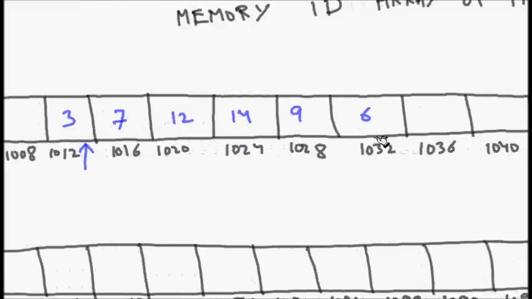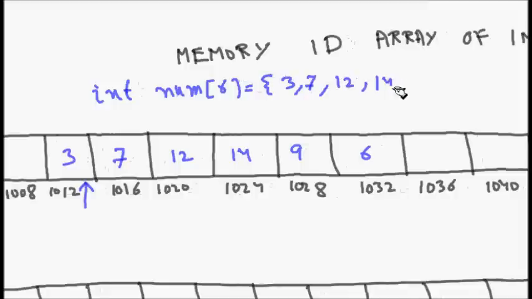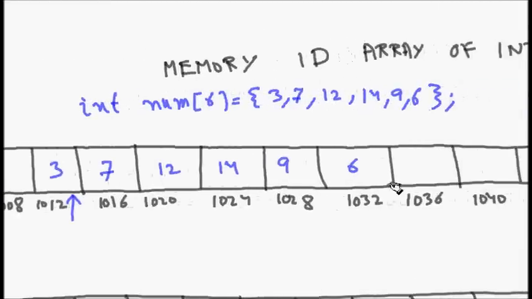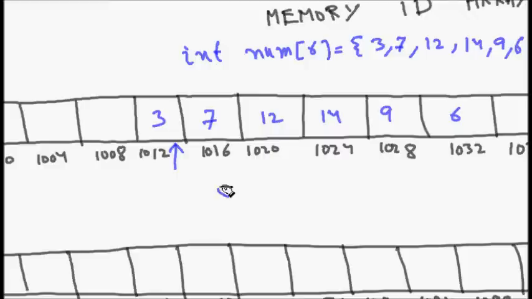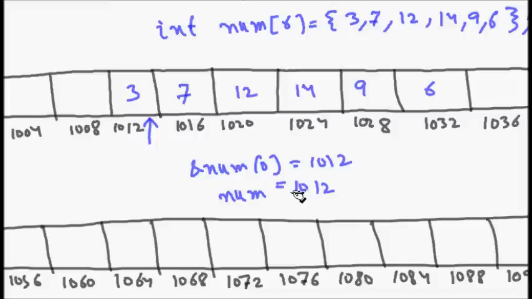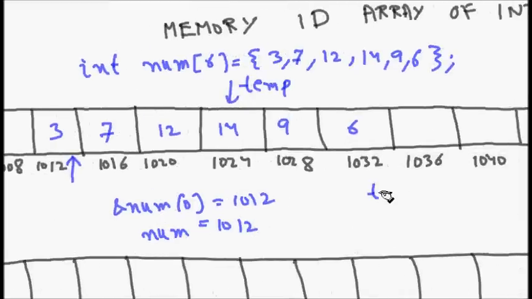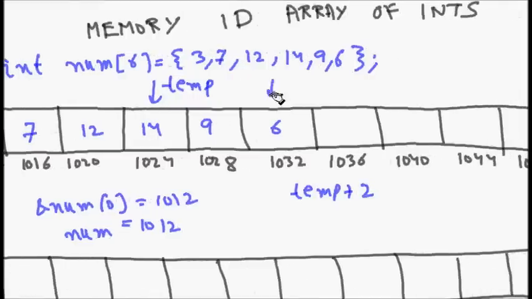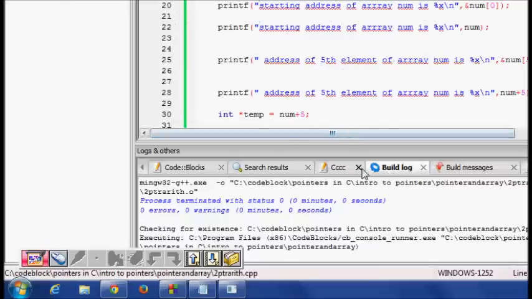These are the memory locations, and let's say this is int num 6, equal to 3, 7, 12, 14, 9 and 6. This is how my computer allocated memory to it. Now 1012 is the starting address, so ampersand num 0 will be 1012, and num will also be equal to 1012. So the name of an array is the starting memory location. If I have an int star temp pointing here, then temp plus 2 will come to this place, and so on. So this pointer arithmetic is there. I hope you understand arrays and pointers. Thanks a lot.